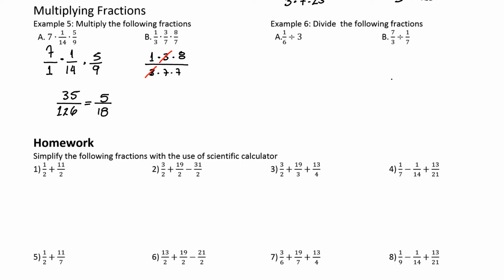So you now have 1 times 8, which is 8, and 7 times 7, which gives you 14. Actually, my bad, gives you 49. And that's your final answer.